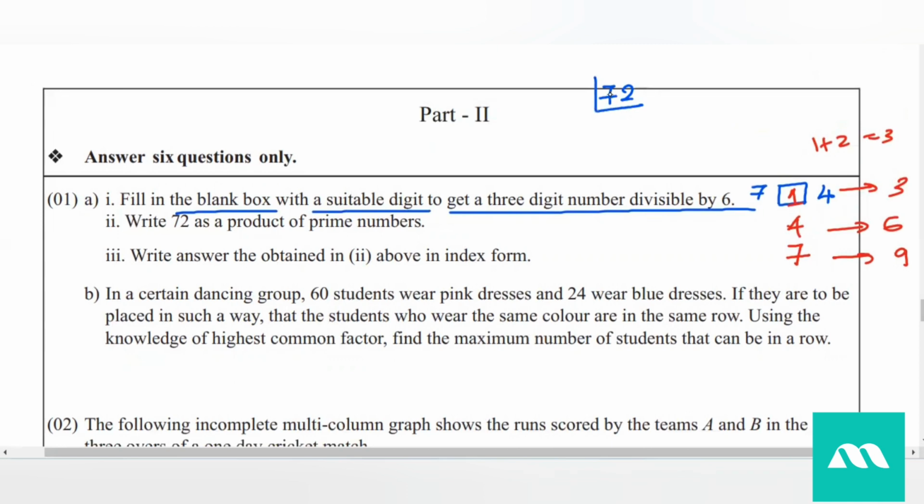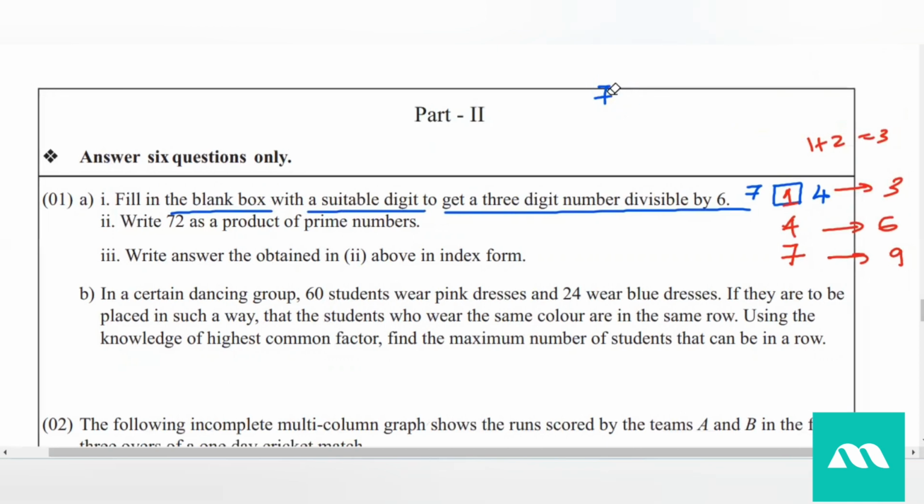2. 72 divided by 2. How many 2's within 7? It is 3. Then how many 2's within 12? It is 6. Yes, it is 36. Again divide by 2. It is 18. Again divide by 2. It is 9. Divide by 3.